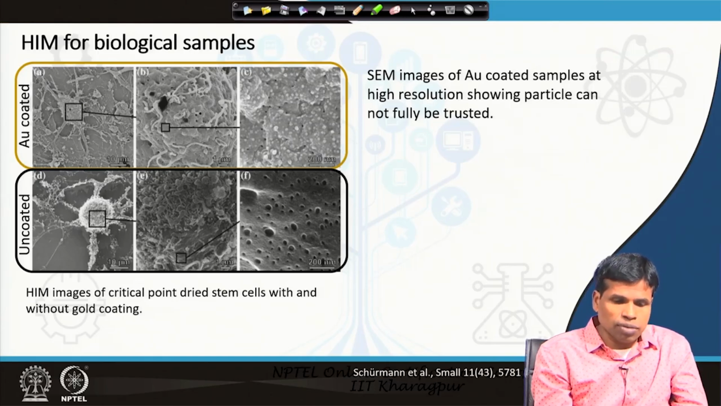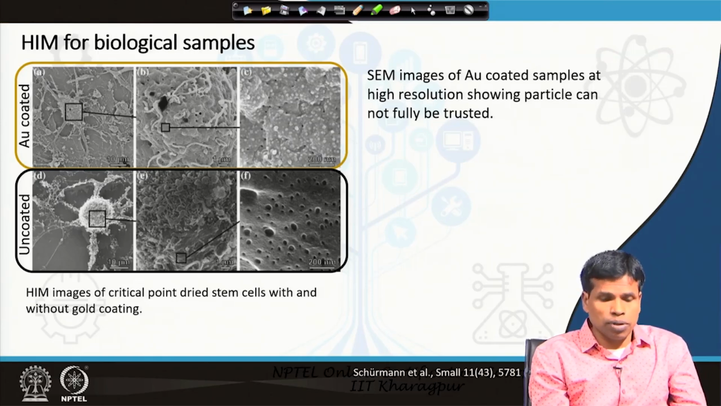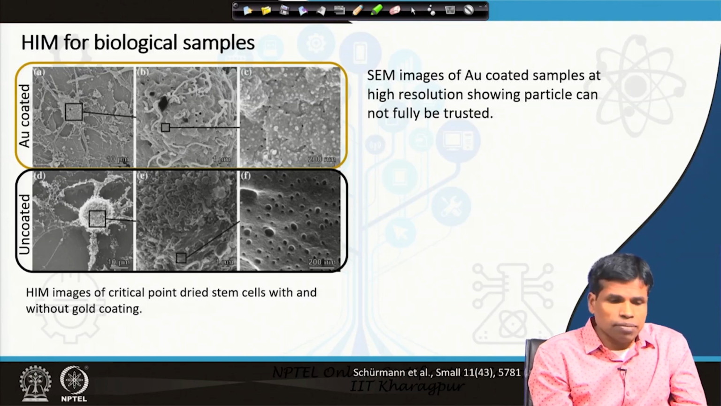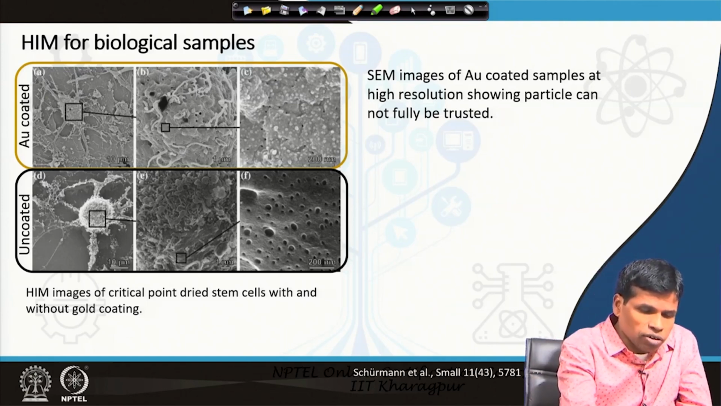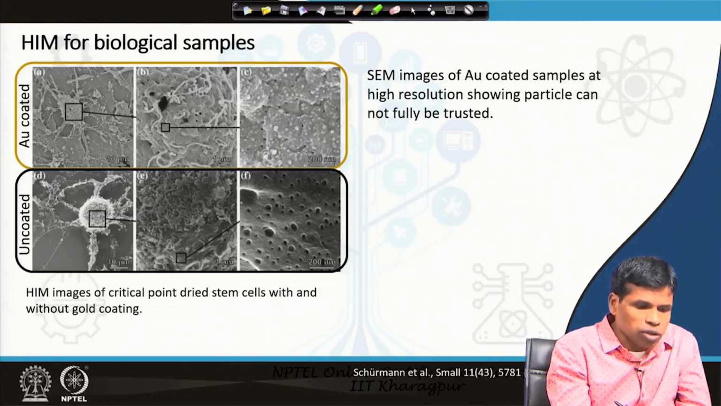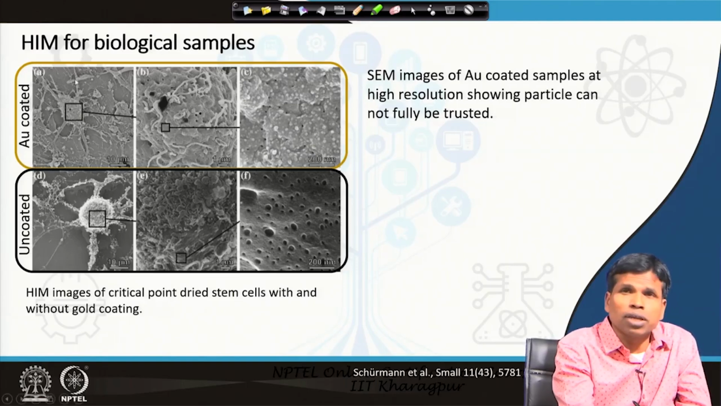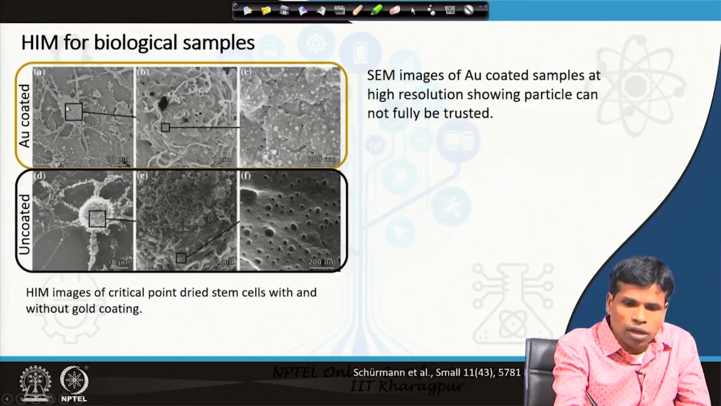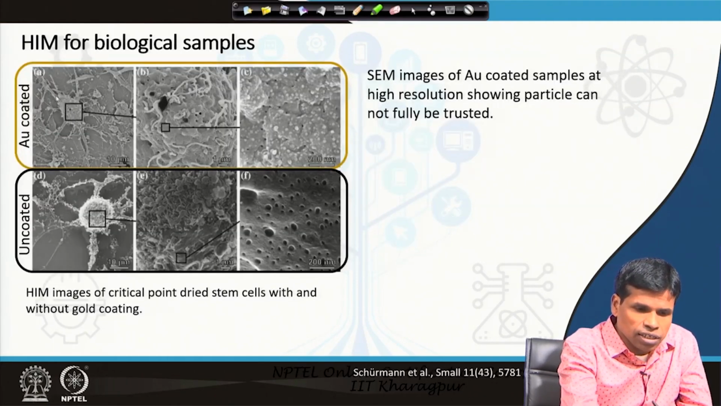So, here is a biological sample, a stem cell sample prepared by a critical point dryer system. The top one is coated with gold. It is a stem cell, and in the middle there is an almost spherical structure, a type of neuron, that is round and spherical, from where many lamellar structures are coming. These lamellar structures are arising.